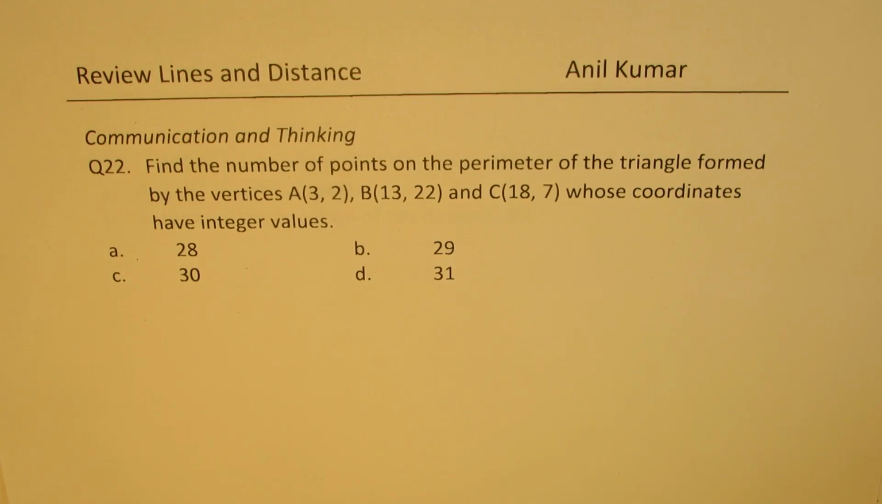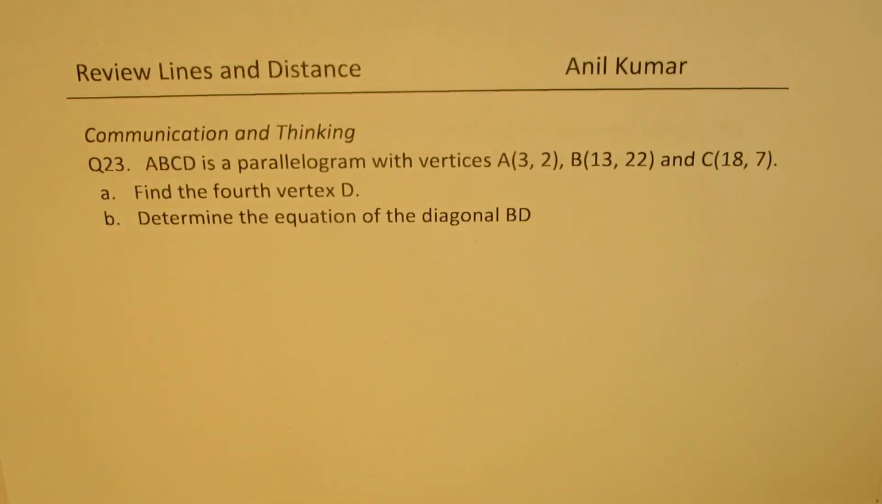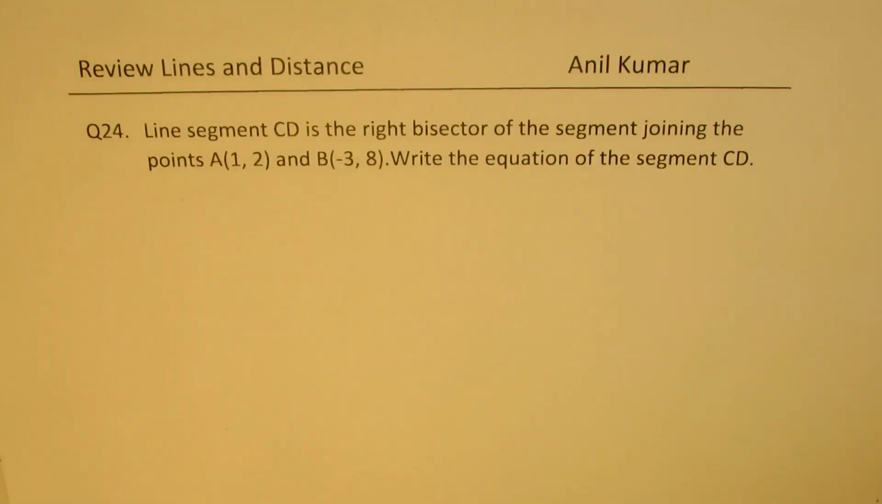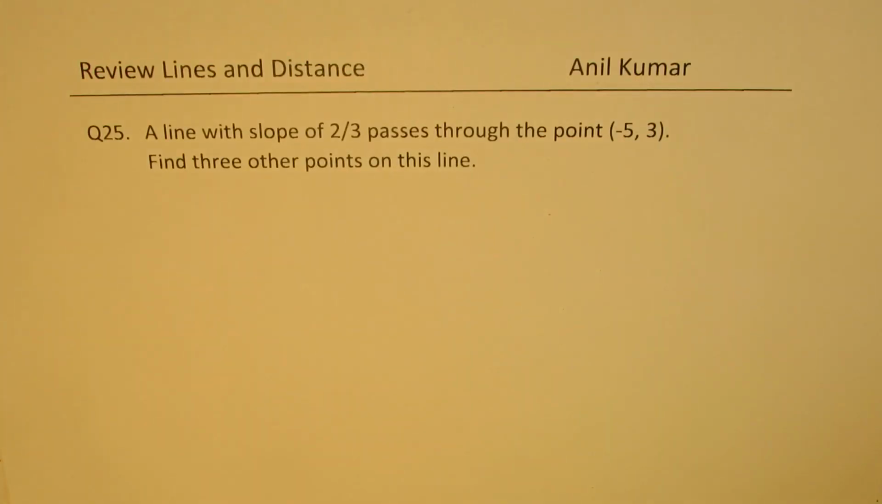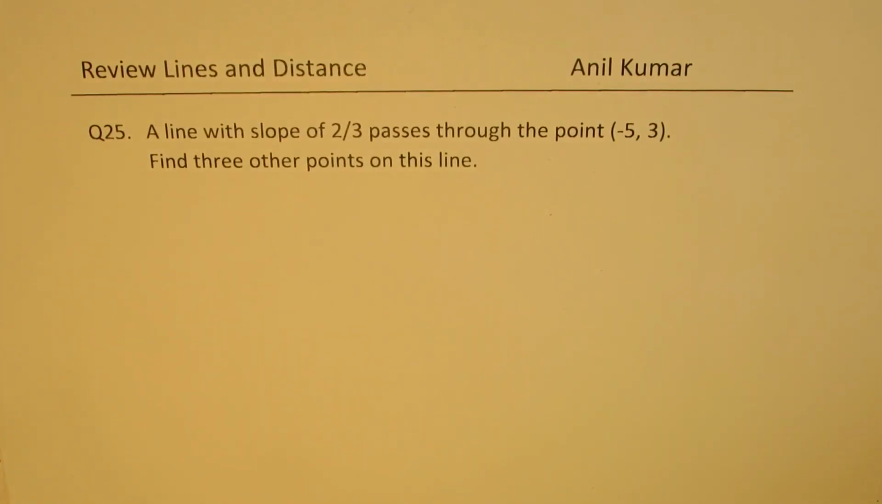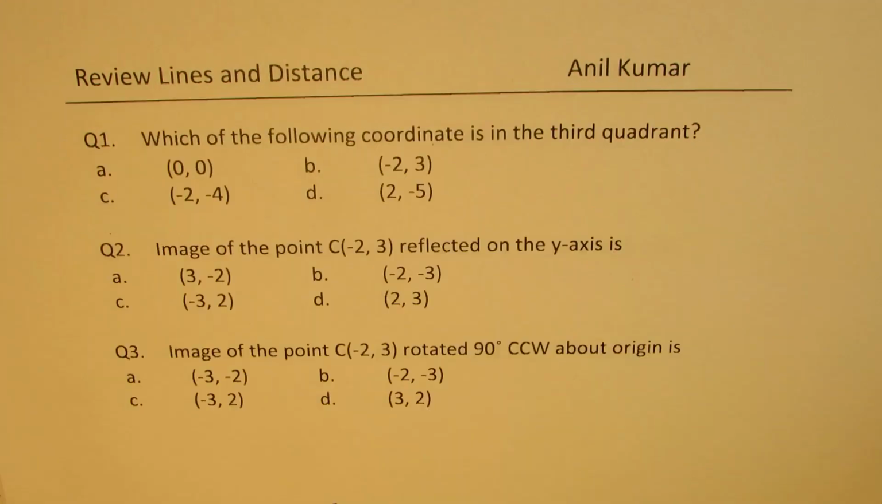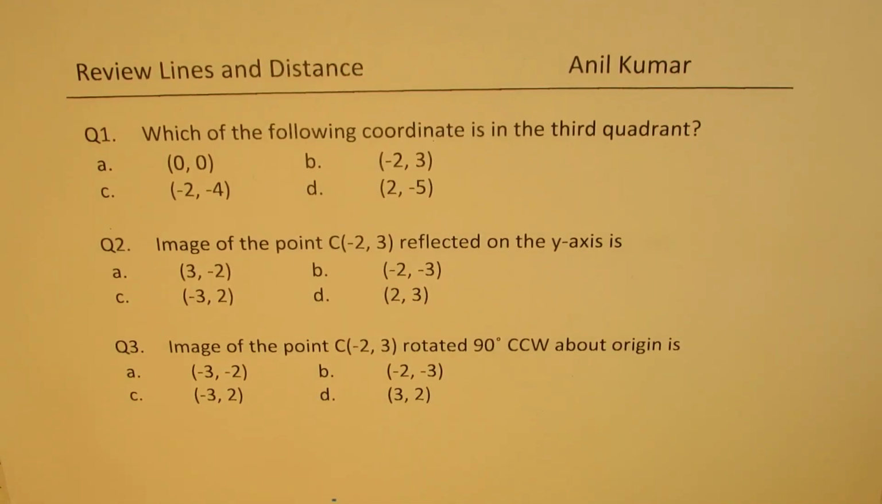And then we have communication and thinking questions. So here we are going to find the points on a triangle which have integer coordinates. Question number 23 is to find the fourth vertex of a parallelogram. Question number 24 is regarding the right bisector of a line segment. And the last question is to find some more points on a line. We'll go through these solutions. You can anytime pause the video and answer these questions.